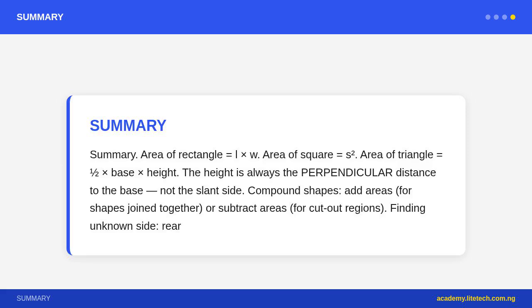Summary. Area of rectangle equals L times W, area of square equals S². Area of triangle equals 1/2 times base times height. The height is always the perpendicular distance to the base, not the slant side. Compound shapes, add areas for shapes joined together, or subtract areas for cutout regions. Finding unknown side, rearrange the area formula. Unit conversions, 1 square meter equals 10,000 square centimeters, 1 hectare equals 10,000 square meters. Always state area units as squared units, a square meter, cm².